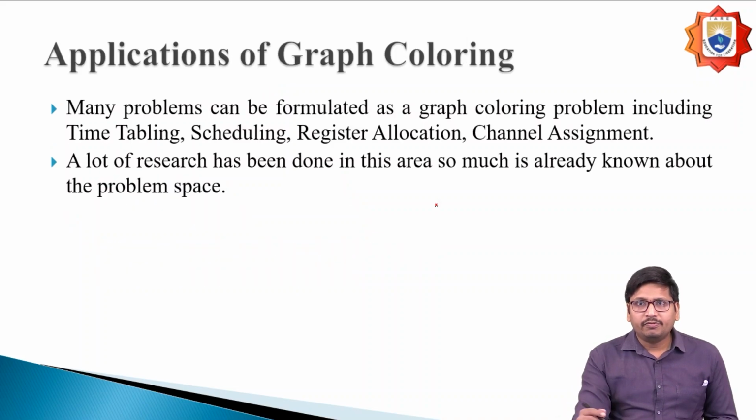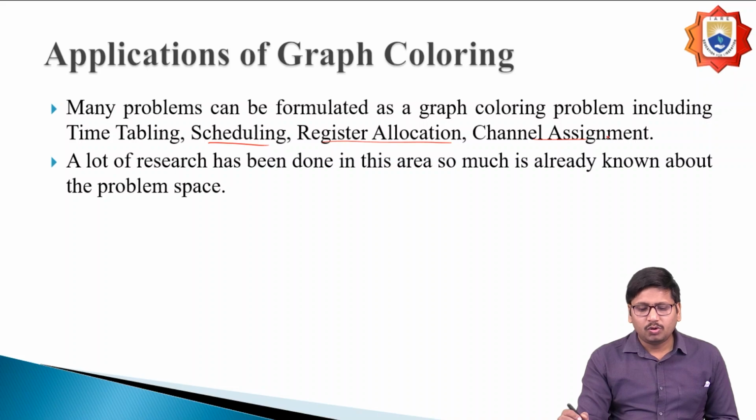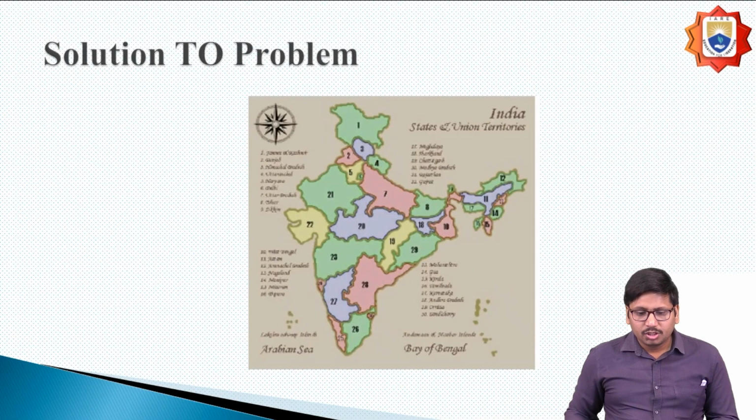So what are the applications of graph coloring? Many problems can be formulated as graph coloring problems, including timetabling, scheduling, register allocation, and channel assignment. Many problems are solved through graph coloring. A lot of research is also being done in this area, and much is already known about the problem space. This is one of the problems where you can apply graph coloring.